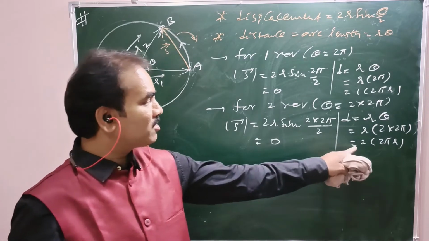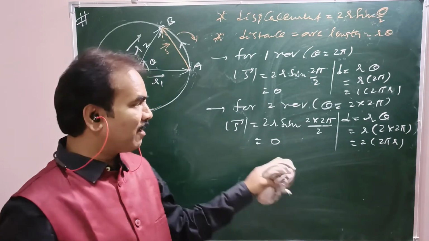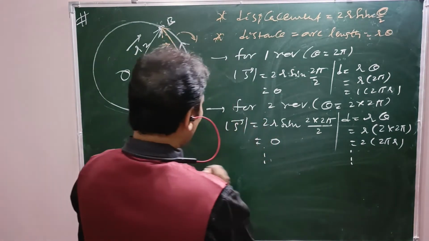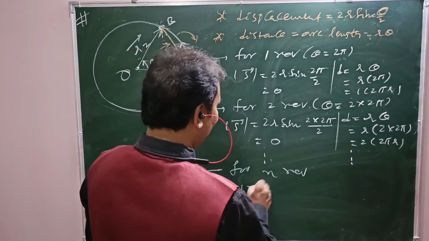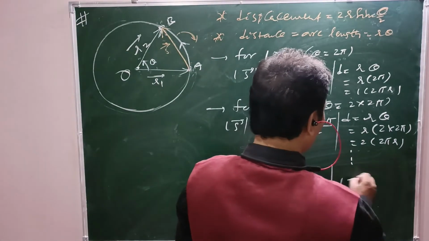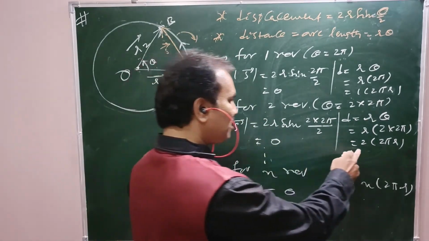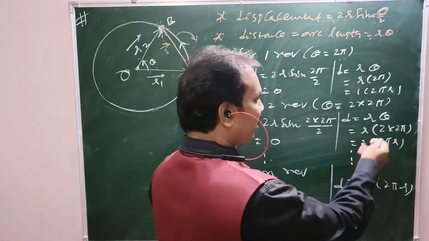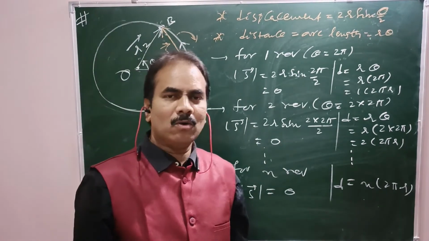Alright? But distance becomes, for one revolution 1 into 2 pi r, for 2 revolutions 2 into 2 pi r, for 3 revolutions 3 into 2 pi r, like that. So for n revolutions, mod s bar, that is displacement, equal to again 0, but distance equal to n times 2 pi r. For 3 revolutions, again displacement 0, distance equal to 3 into 2 pi r. For 4 complete revolutions, again displacement 0, distance equal to 4 into 2 pi r. For n complete revolutions, displacement once again 0, distance n into 2 pi r. Alright?